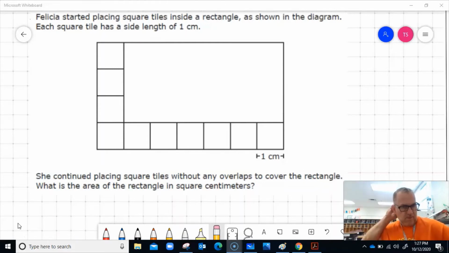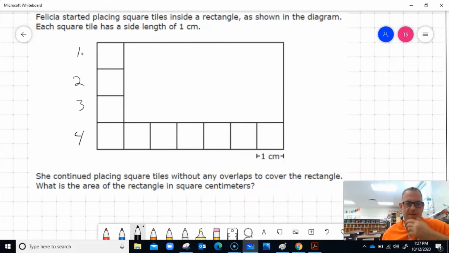Okay, the first thing that we're going to do on this one is look and see how many rows there are. And if I count the rows, I see 1, 2, 3, 4 rows. The next thing I'm going to do is figure out how many are in each row. So I'll look at this. There's 1, 2, 3, 4, 5, 6, 7 in each row.